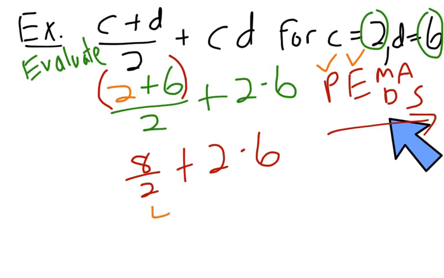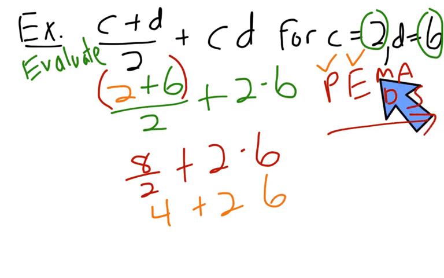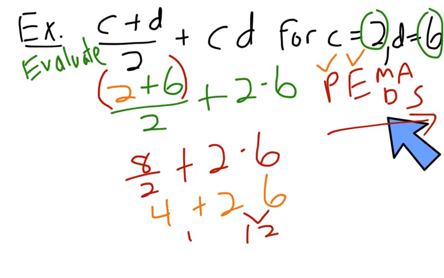So 8 divided by 2 is 4 plus 2 times 6. And now I still have multiplication, so I'm going to do that before my addition. So 2 times 6 gives us 12. Bring down the 4 and the plus. 4 plus 12 is 16.